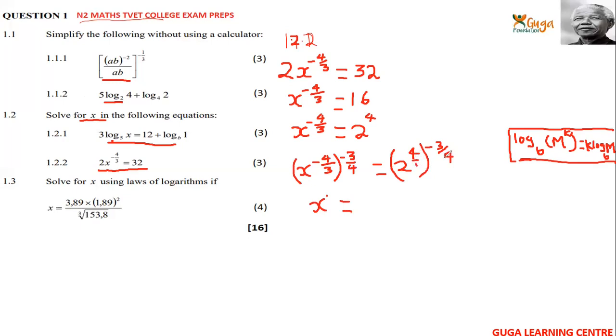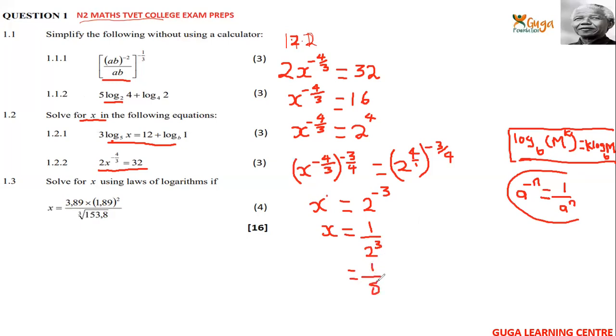4 and 4 will cancel, and then we are left with 2 to the power of negative 3, right? And then we know the rule of exponents: a to the power of negative n. You should write everything in a positive form, which is 1 over a to the power of n, right? So your x will be equal to 1 over 2 to the power of 3, that's 8, right? And your x equals 1 over 8.